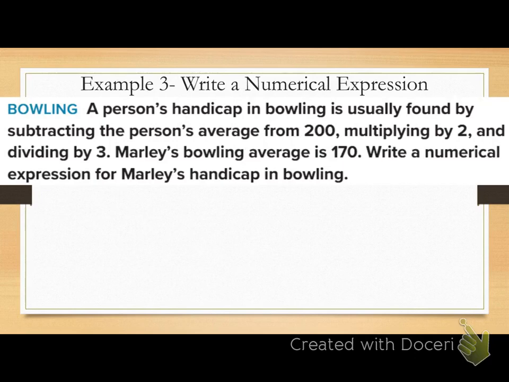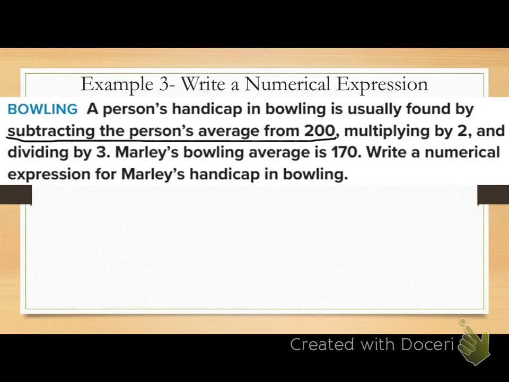So what is the first thing I have to do when I'm calculating someone's handicap in bowling? What's the first thing it tells me to do? Subtract. Subtracting what from what? The person's average from 200. Yeah, subtracting the person's average from 200. So in this case, what is Marley's average? 170. So if I'm subtracting her average from 200, what would that look like written mathematically as a numerical expression?